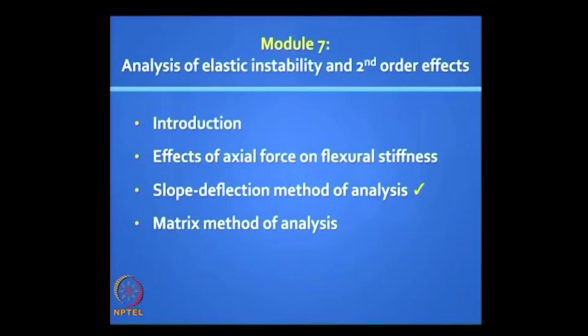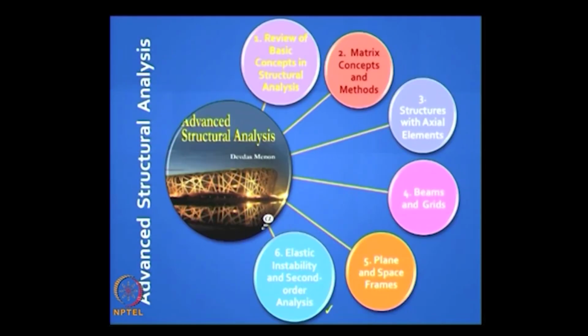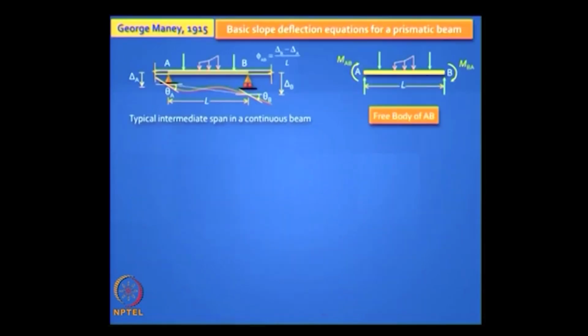And we are now attempting a kind of manual method of analysis, which is the slope deflection method. But in the next session tomorrow we will look at a more sophisticated computer oriented matrix method of analysis. This is covered in the last chapter in the book on advanced structural analysis. So let us go back to the old slope deflection method which you are familiar with. It goes back to 1915, George Maney.